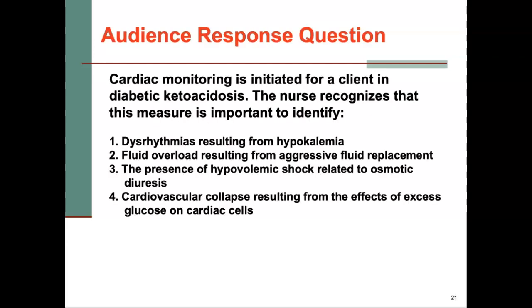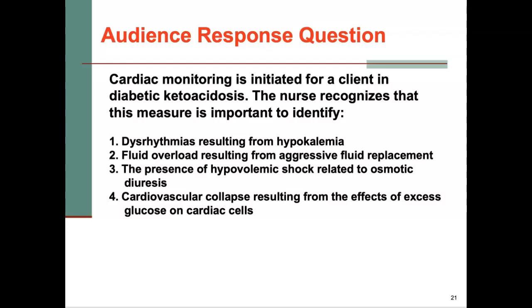So let's look at this question. Cardiac monitoring is initiated for a client in diabetic ketoacidosis. The nurse recognizes that this measure is important to what? Identify dysrhythmias resulting from hypokalemia, fluid overload related to aggressive fluid replacement, the presence of hypovolemic shock related to osmotic diuresis, or cardiovascular collapse related to the effects of excess glucose on cardiac cells. And so for this one, the answer is 1.